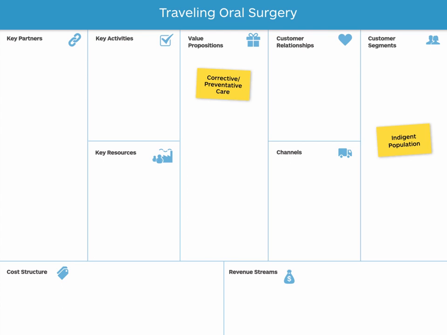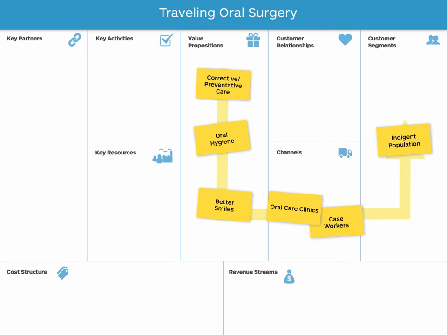And so we see that Ivan here is targeting the indigent population with corrective or preventative oral care. And these indigent individuals are really hoping for better oral hygiene, and ultimately they want better smiles. And we're going to reach that indigent population through oral care clinics and through their caseworkers. Now you can see here that I've used an arrow to show some direction from the value proposition being delivered through a channel to that customer segment.